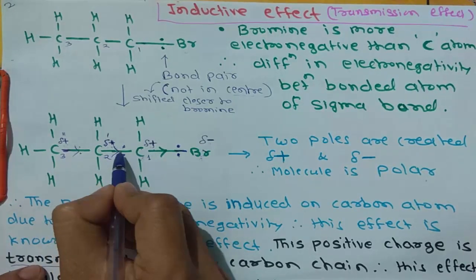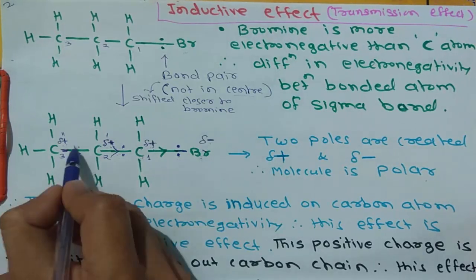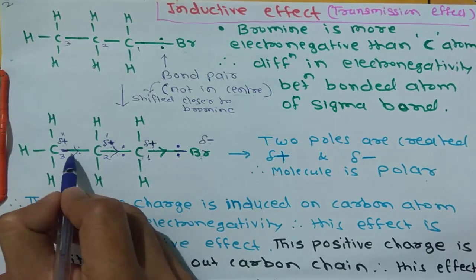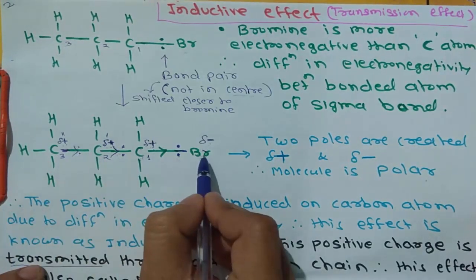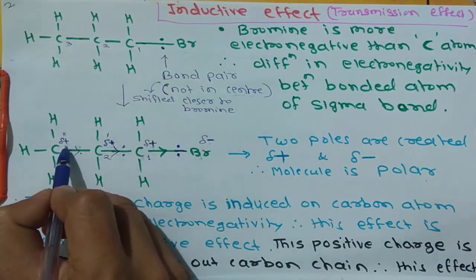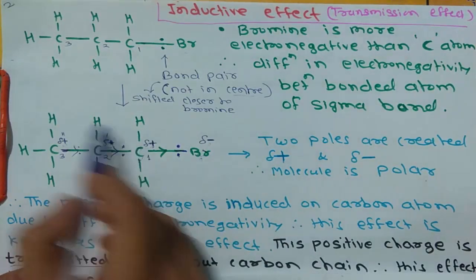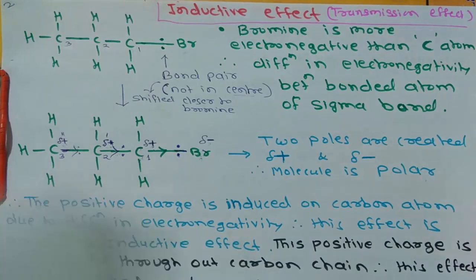Here I am drawing this arrow. This arrow indicates the movement of electrons towards the bromine. This bond pair of electrons is also shifted more towards the bromine atom. It means the positive charge is transmitted throughout the ring due to the difference in electronegativity between the two bonded atoms. That's why this effect is also known as transmission effect.